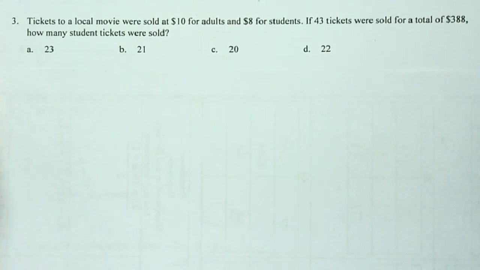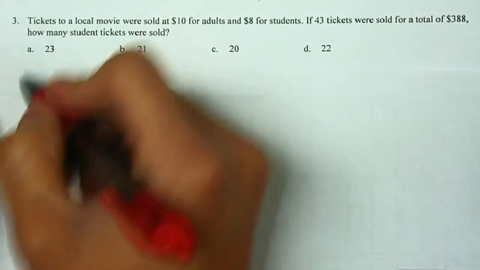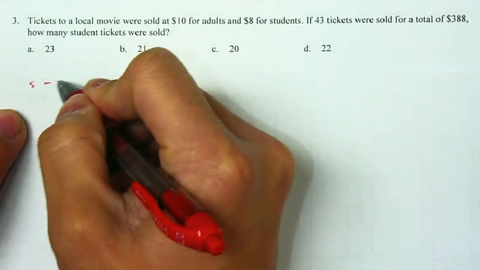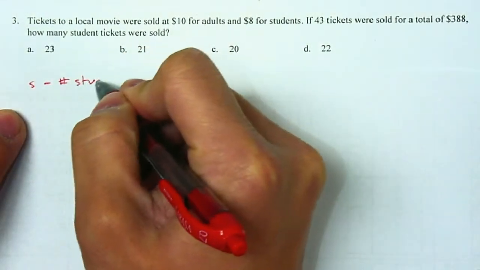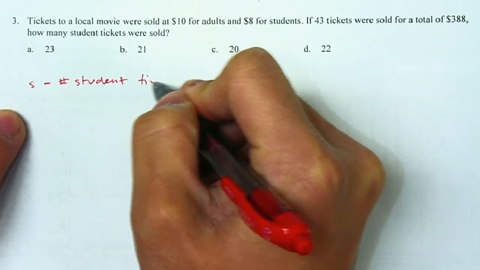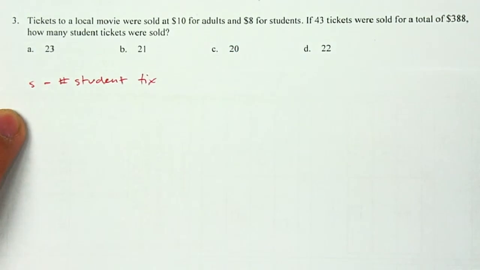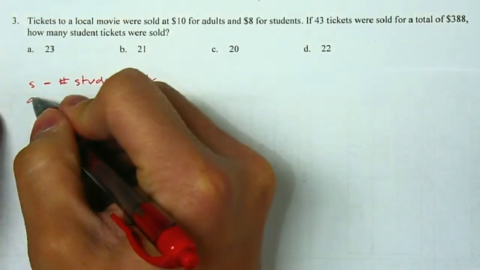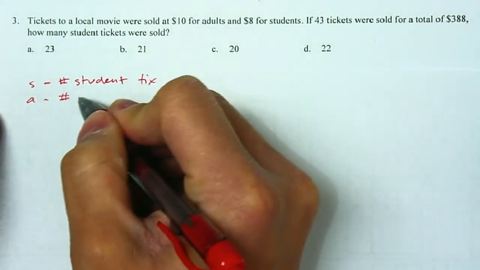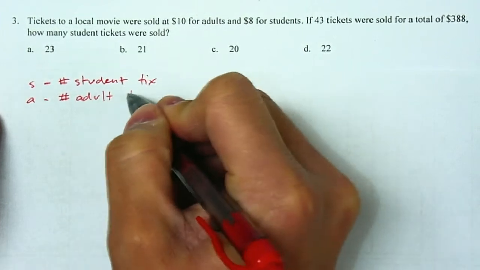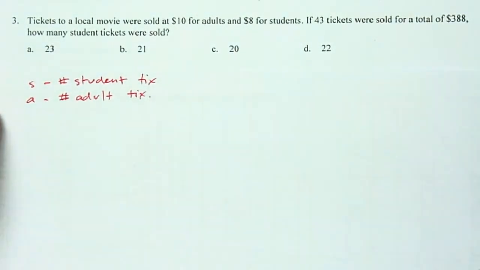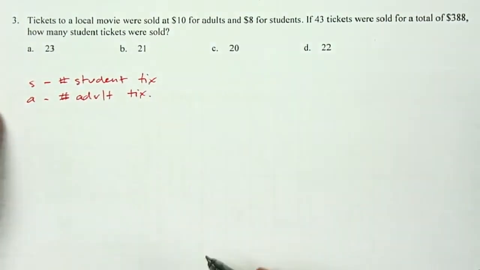So it's a system because we have two unknown variables. The first one, I'll call it S, is the number of student tickets. And then the second variable that we don't know is the number of adult tickets. So I'll call that one A. However, they did give us information that allows us to set it up.